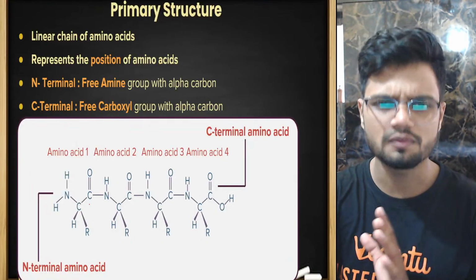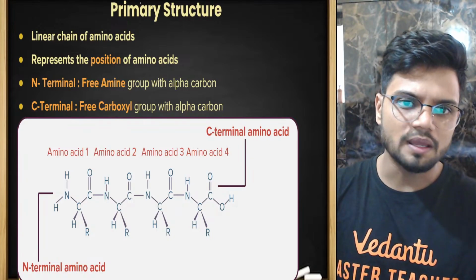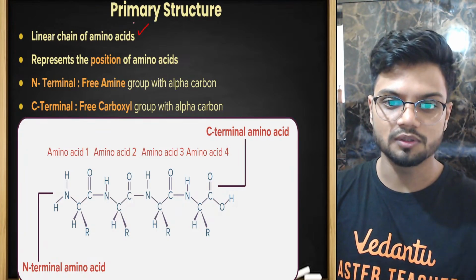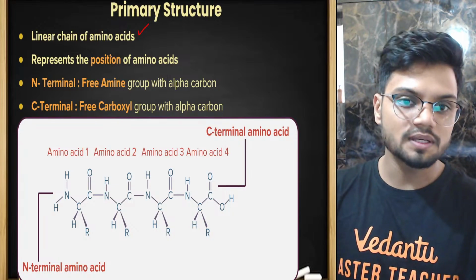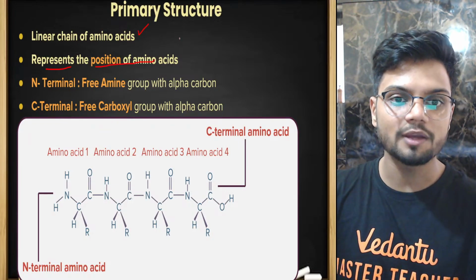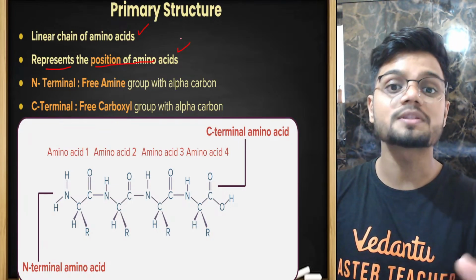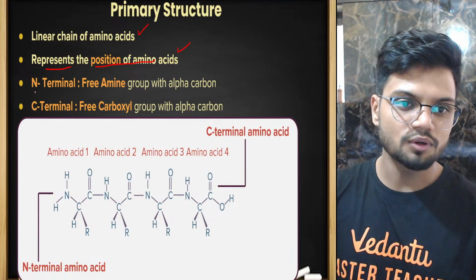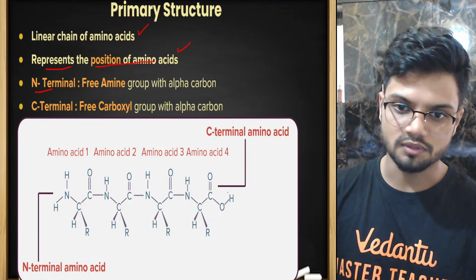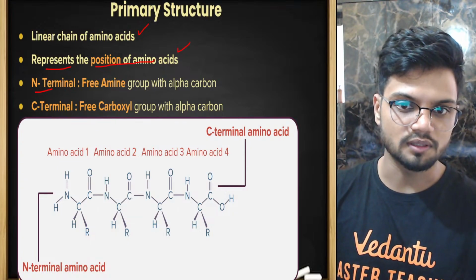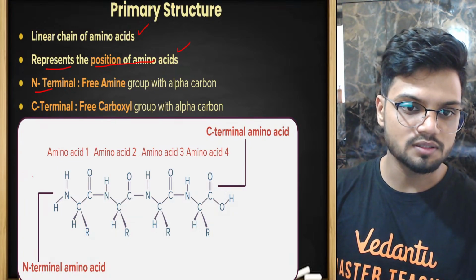I'll give you a small revision again. Understand. Primary structure is linear. I told you, a linear chain of amino acids. It represents the position of amino acids. It tells you which amino acid is present where. Here it has something called the N terminal. N terminal is the first terminal.